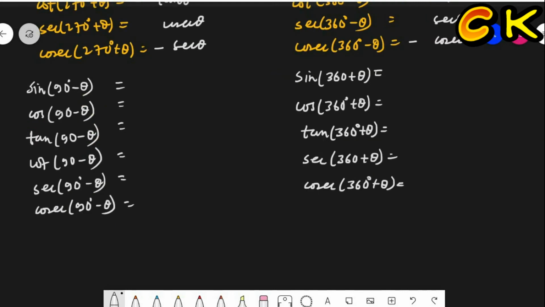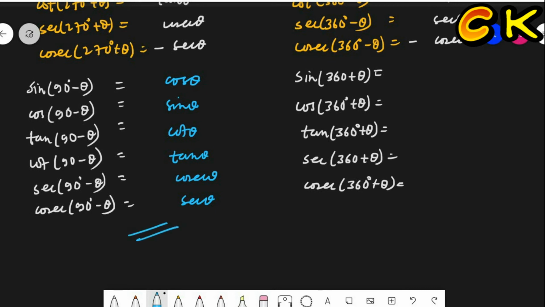Now let's go to the next formula, that is the formula of 90 degree minus theta. Since 90 degree is an odd multiple of 90 degree, sin will change to cos, cos will change to sin, tan will change to cot, cot will change to tan, sec will change to cosec, cosec will change to sec. Now 90 degree minus theta means first quadrant, so in first quadrant everything is positive. So this is the answer.